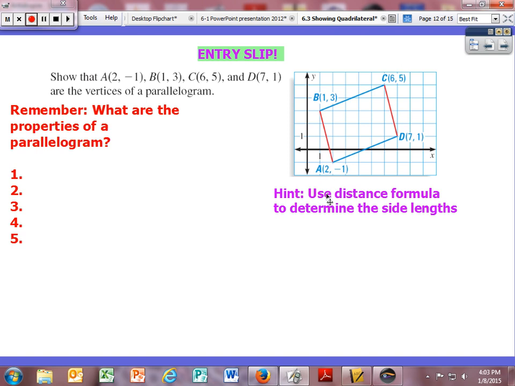So here's your hint. Use the distance formula to determine the side lengths. I want all 4 sides. So you're going to use that distance formula to find that, and then compare the sides and tell me what you think.